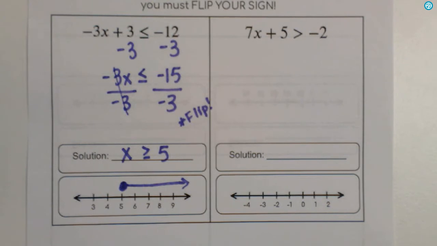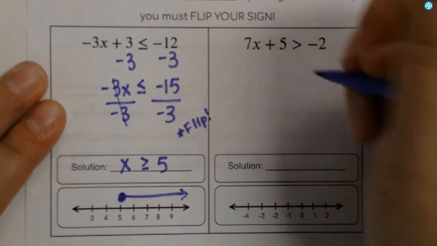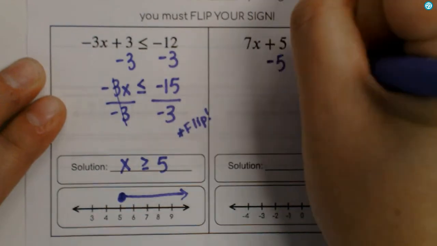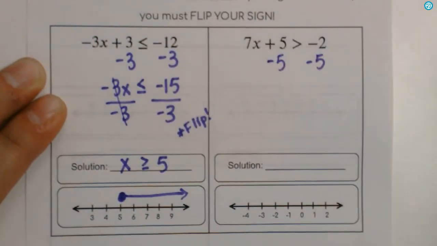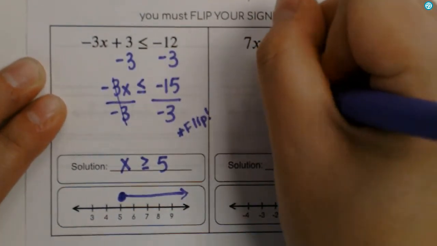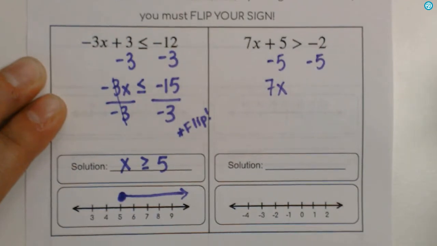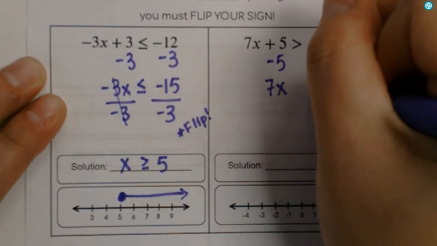Awesome. All right, next one we've got 7x plus 5 is greater than negative 2. First thing that I'm gonna do is get rid of that plus 5. So I'm going to subtract 5 from both sides. On the left side, that leaves behind 7x. Negative 2 minus 5 is negative 7.